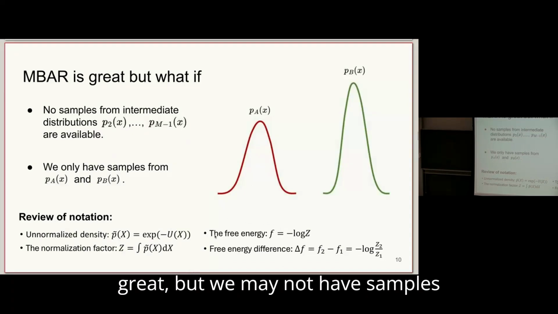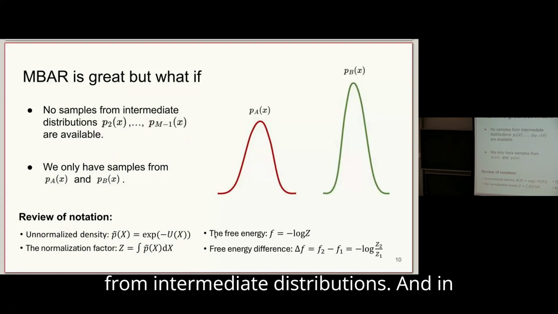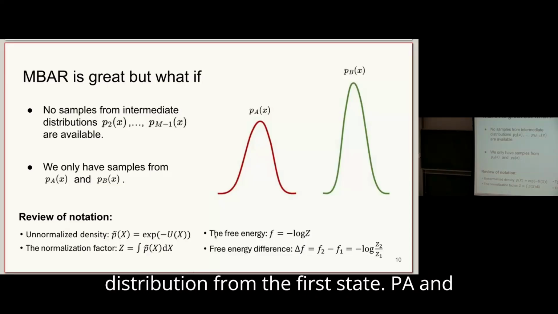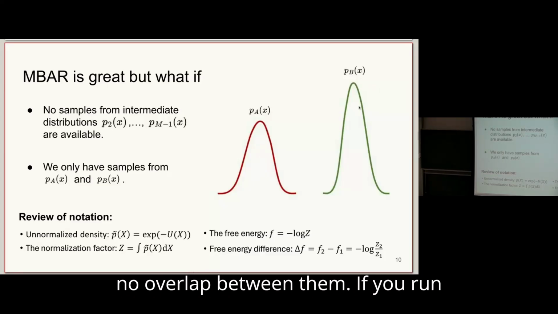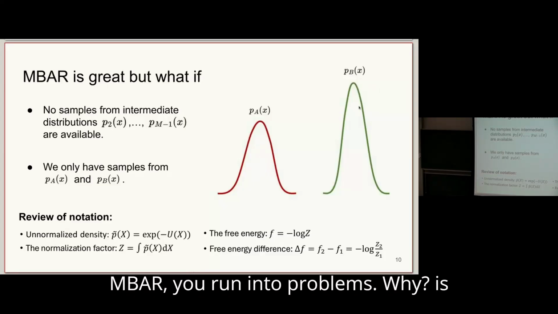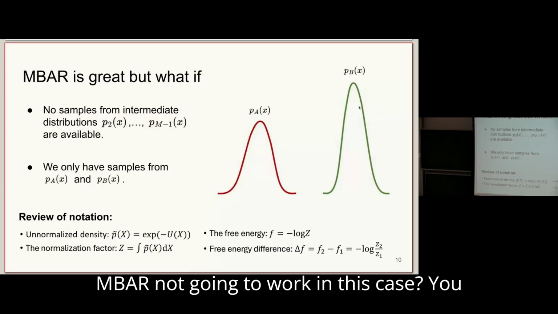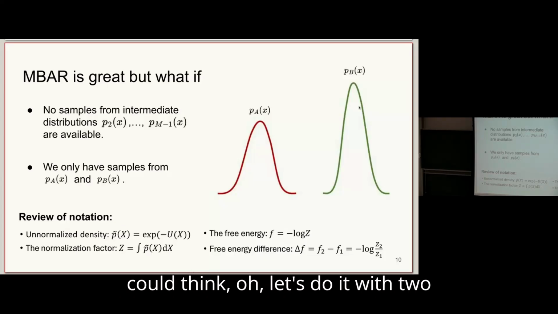So MBAR is great, but we may not have samples from intermediate distributions. In this case, you just have these distributions from the first state, PA, and from the second state, PB, and there is no overlap between them. If you run MBAR, you run into problems. Why is MBAR not going to work in this case? You could think, oh, let's do it with two distributions, even if there is no overlap.